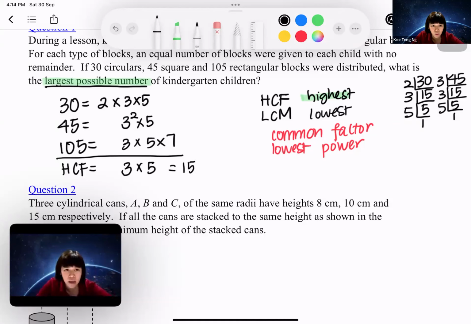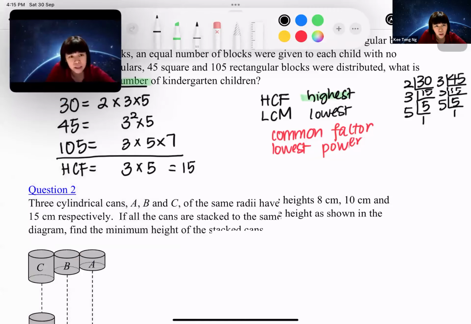So each of them will be divided by 15, right? So there must be 15 children in maximum. So there'll be 30 circle, you divide by 15 children, 45 divide by 15 children, 105 divide by 15 children. Okay, so you find the highest number of children that you can have. So that's the highest common factor. Right? But that's one type.